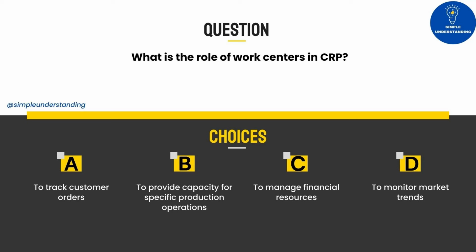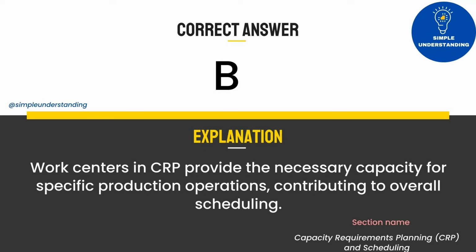4. What is the role of work centers in CRP? A. To track customer orders. B. To provide capacity for specific production operations. C. To manage financial resources. D. To monitor market trends. Correct answer, B. Overall explanation: Work centers in CRP provide the necessary capacity for specific production operations, contributing to overall scheduling.